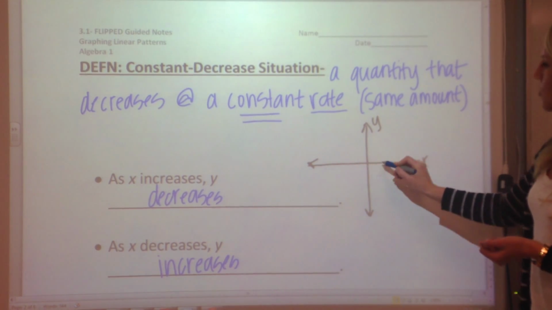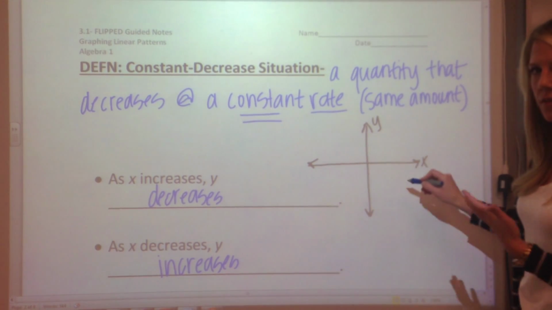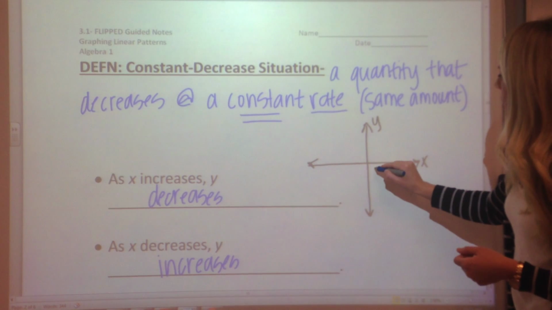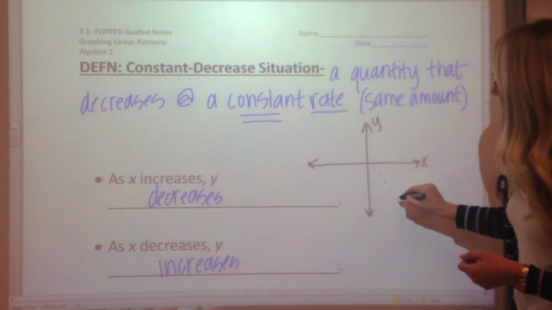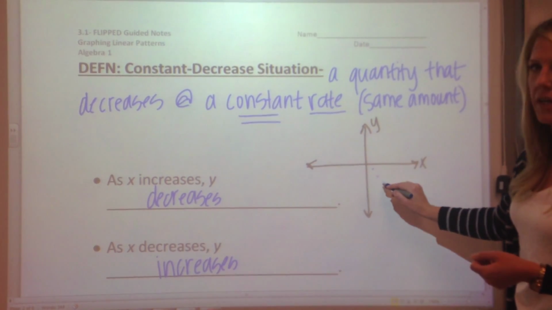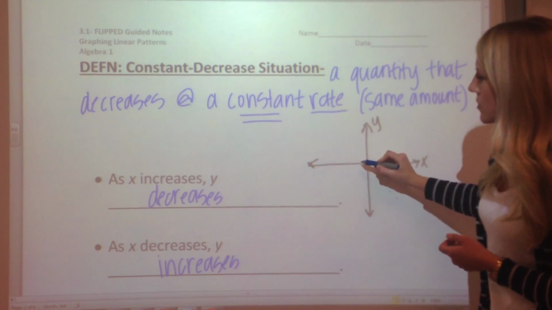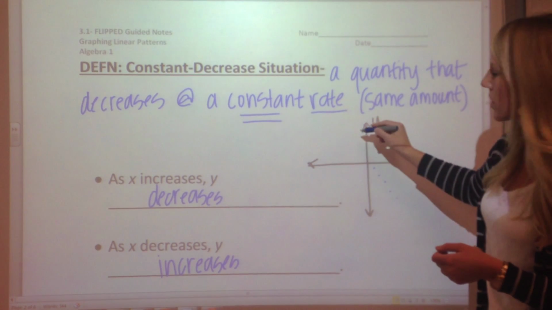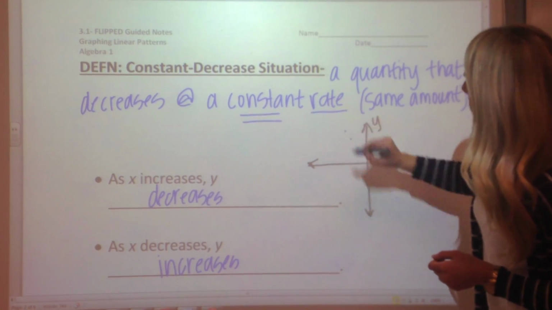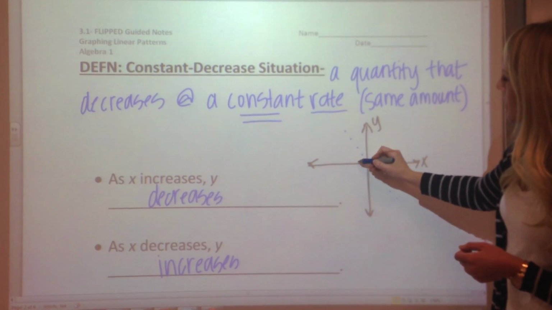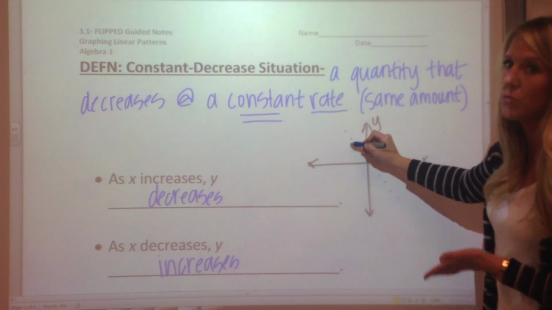So as my x gets more positive, my y is getting more negative. It's going down, it's getting smaller. So it takes on a general shape like so. As x gets more positive, y gets more negative. As x gets more negative, y gets more positive. So as x decreases, y is increasing, to look something like this. X is negative, y is positive. More negative, more positive.